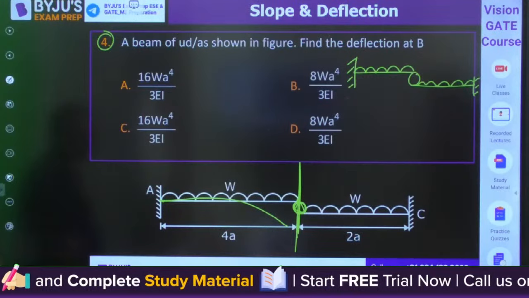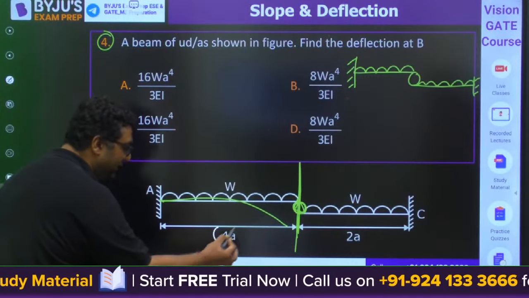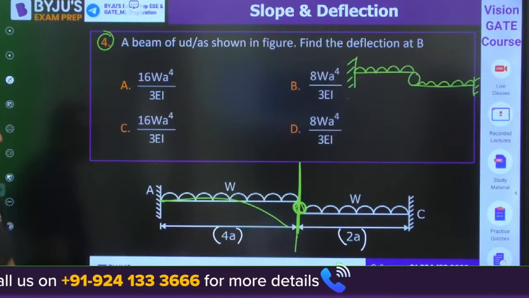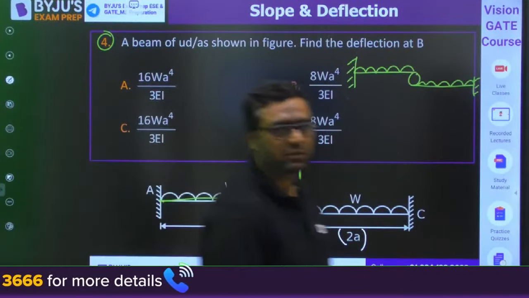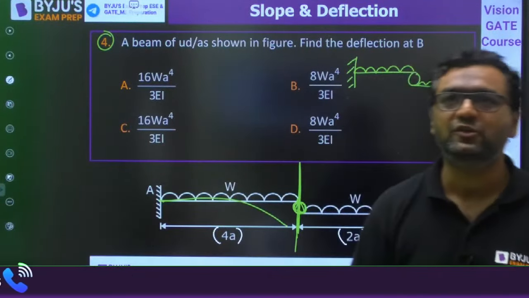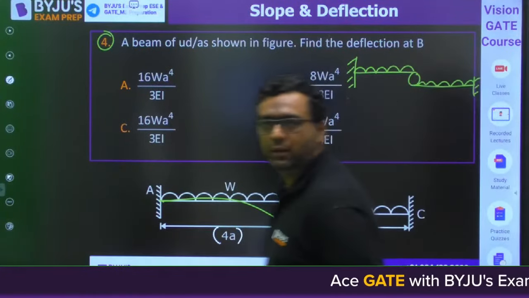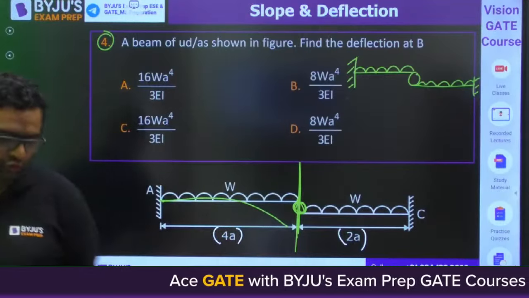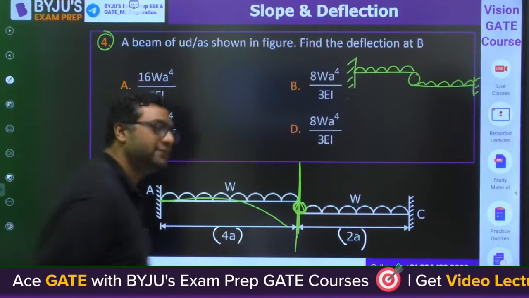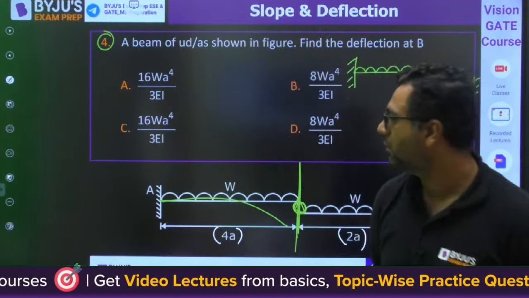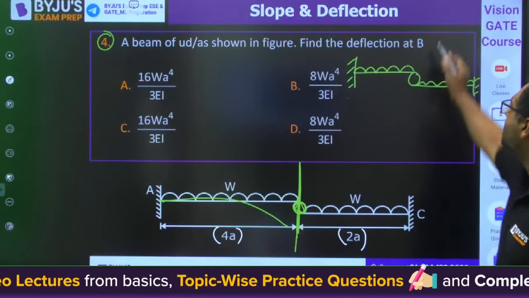My dear, the difference is this length is 4A, this length is 2A. That is the difference. So the lengths are different, so the calculations will be different. Solve it, guys. A wonderful question for my wonderful students. I expect this type of question must come in GATE. That will be the best time.